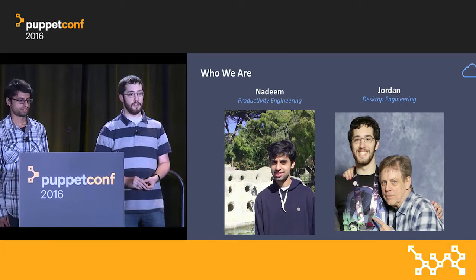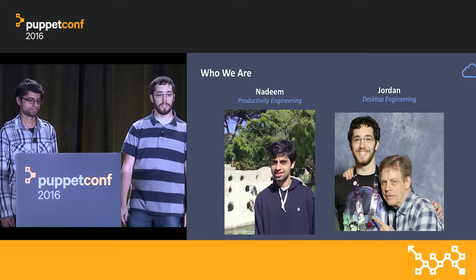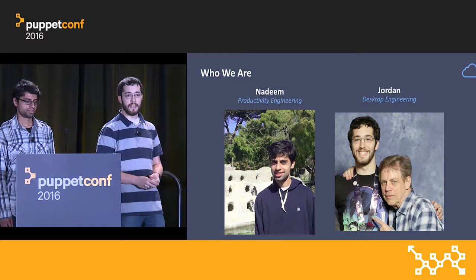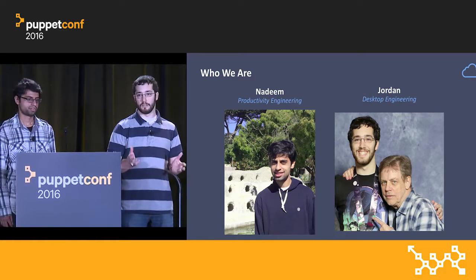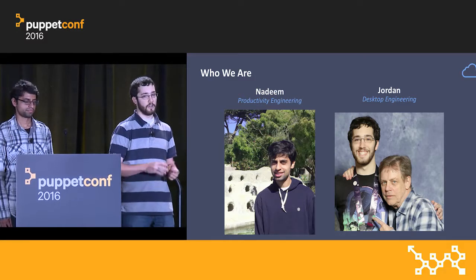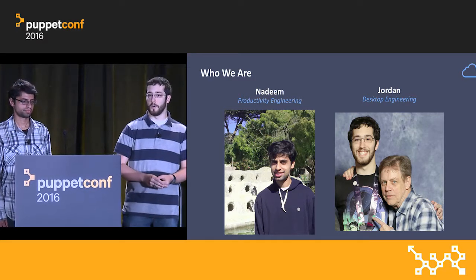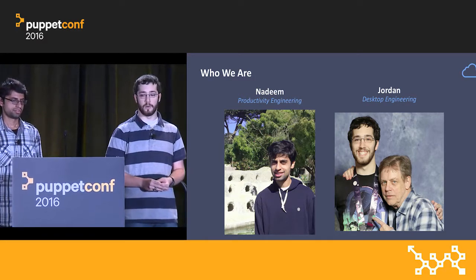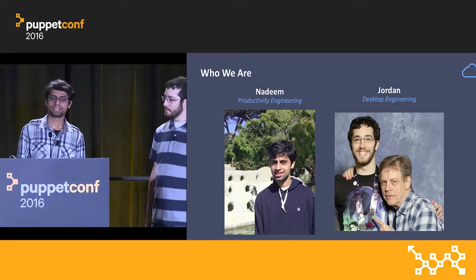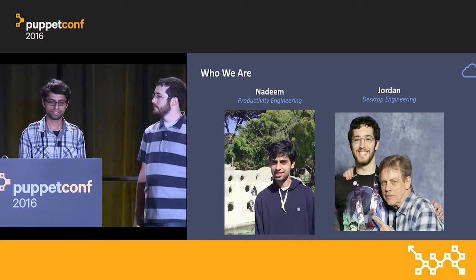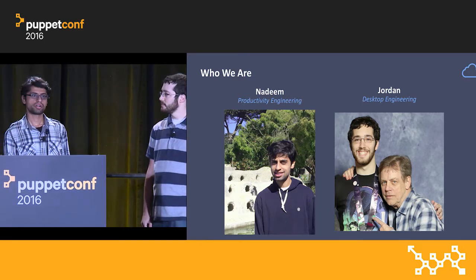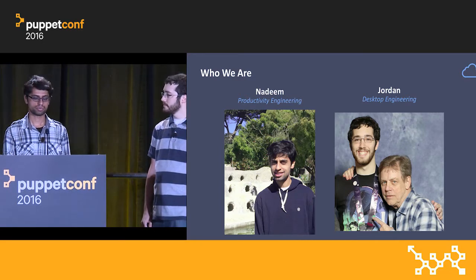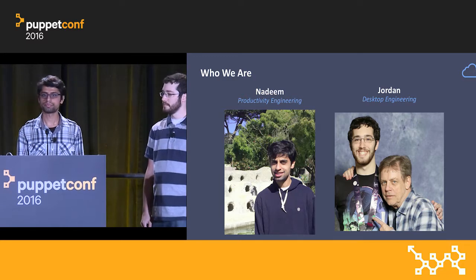My name is Jordan. I'm an engineer on the desktop team. I don't work in Puppet day to day, but I have done a decent amount trying to set up CI machines for my team, and I also spent a few months on rotation with the ops team to work on this unit testing project. Hi, my name is Nadeem. I'm a software engineer on the productivity engineering team. I was previously part of the ops team at Box, where I got a chance to work heavily with Puppet.